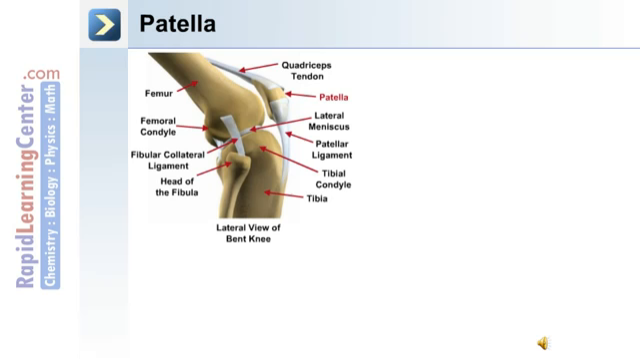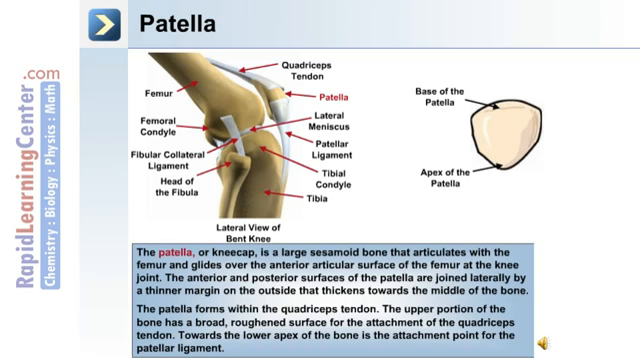The next bone we'll discuss is the patella or kneecap, and it's shown here in this lateral view of a bent knee. The patella forms in the quadriceps tendon and is also attached to the patellar ligament. The patella contains a base as well as an apex.